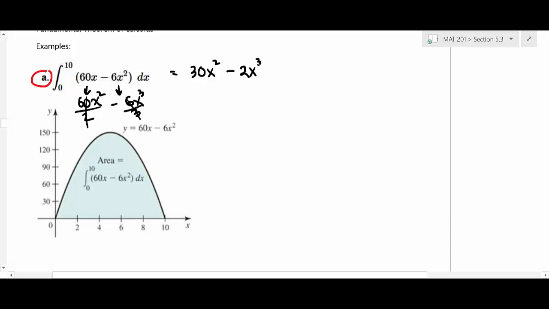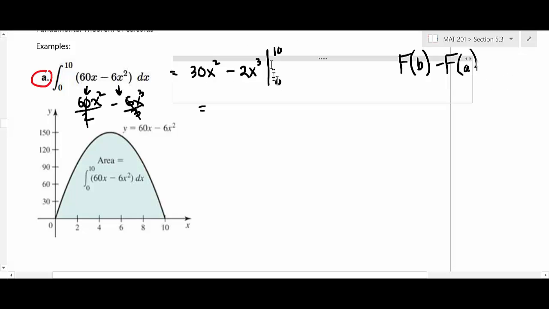So you start by doing your antiderivative. Then you put this bar, and put 0 and 10. That's just a notational system we use. Then we do f of b minus f of a. That's what the fundamental theorem says to do. So we evaluate the antiderivative at 10, evaluate it at 0, and subtract the result.